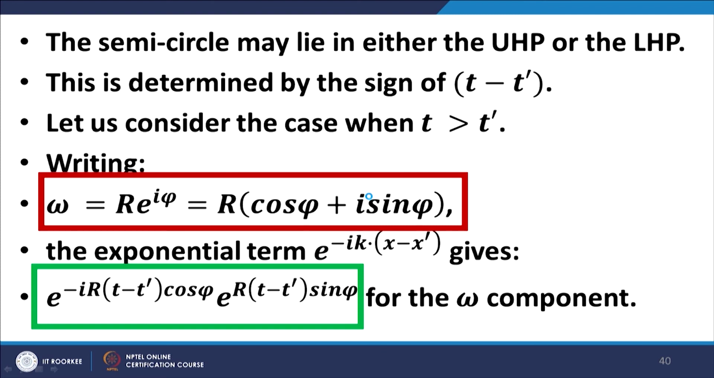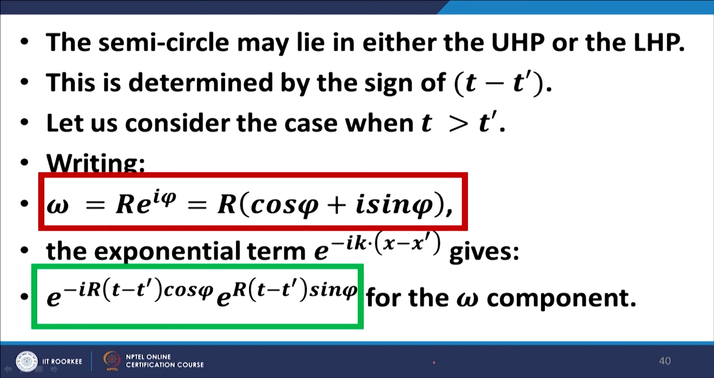Let us assume that t minus t dash is positive, or t is greater than t dash. We write omega as r e to the power i phi, that is r cos phi plus i r sin phi. And then the exponential in the integrand, e to the power minus i k (x minus x dash), gives us e to the power minus i r (t minus t dash).